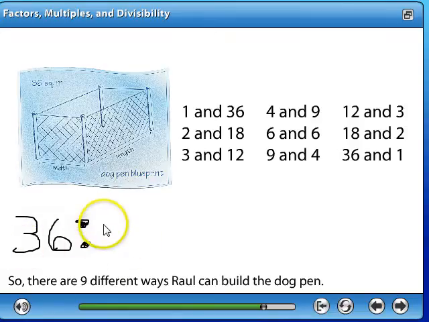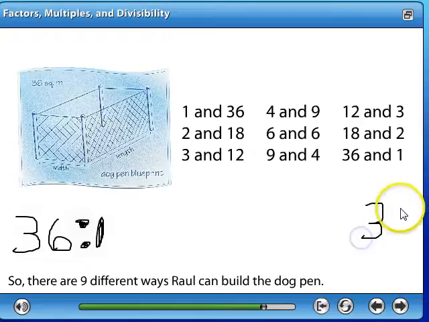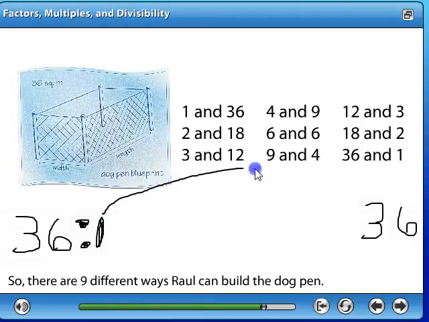I want to start with 1. What times 1 will give me 36? Well, I know 36 will. So I'm going to write my 36 down here. I'll show you why it's called rainbow factoring. I want to separate the two, but here's why. I'm going to connect these with a little rainbow. Boom. So 1 times 36 will give me 36.